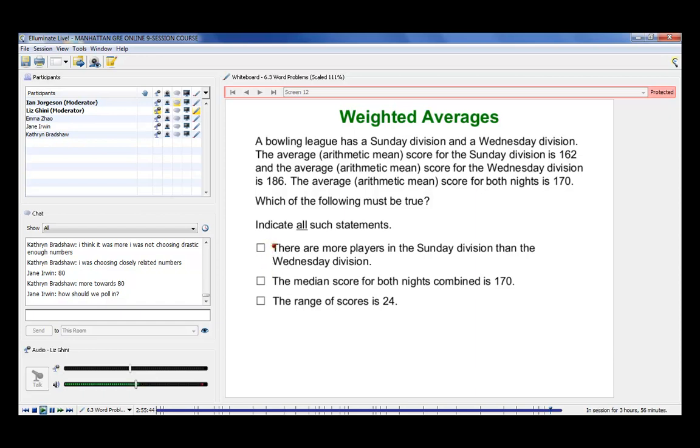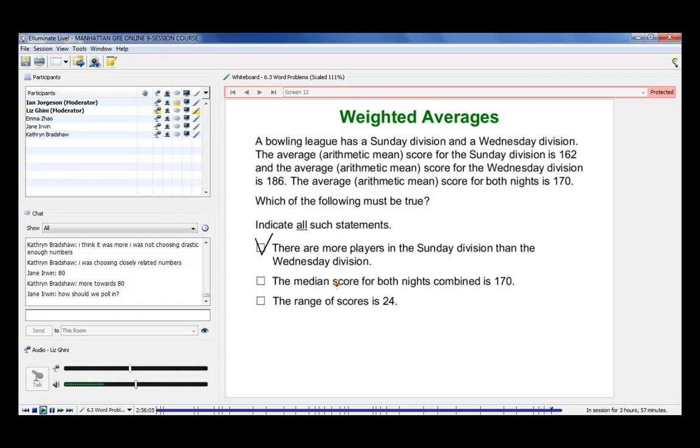There are more players for the Sunday night than the Wednesday night. All right, so everybody agrees that it has to be true, right? And that's correct. That's our average thing. You look at it and you say, oh, wait a second. Average for both nights is 170. 170 is closer to 162 than 186, so there must be more people on Sunday.